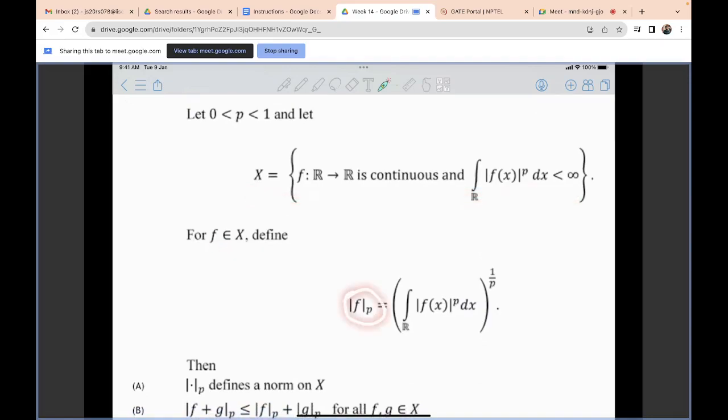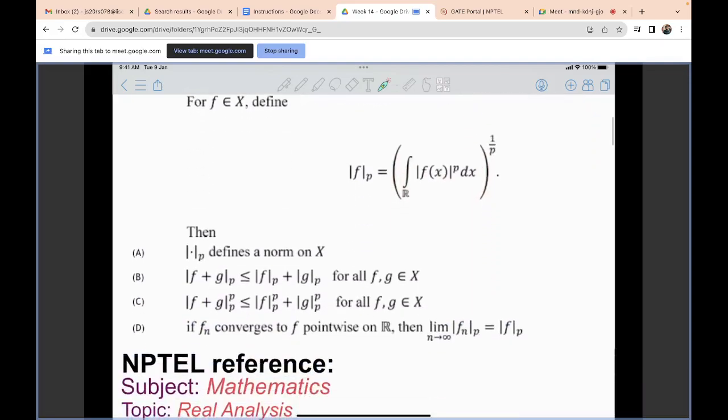So basically this is a type of norm, not exactly a norm: the norm of f with suffix p is the integral of |f(x)|^p dx, to the whole power 1/p. Because this is finite for f belonging to X, that's why we have defined it like this. Then the four options are given. You have to check which one is correct, whether it defines a norm, satisfies the triangle inequality, or converges. So these are the four options we have to check.